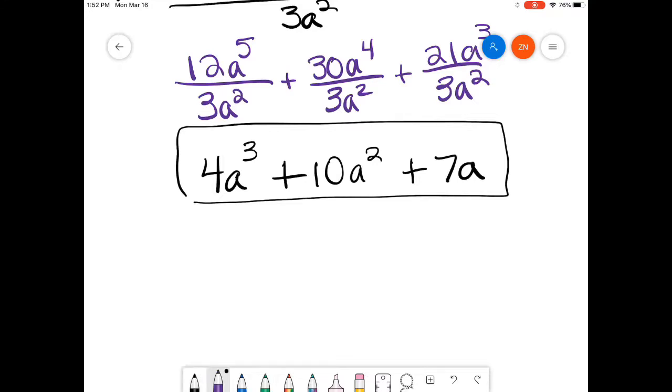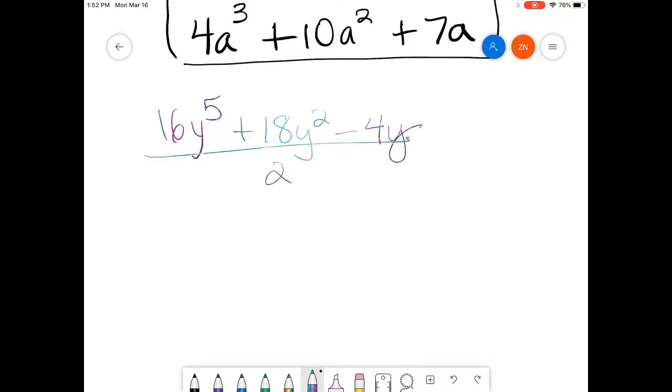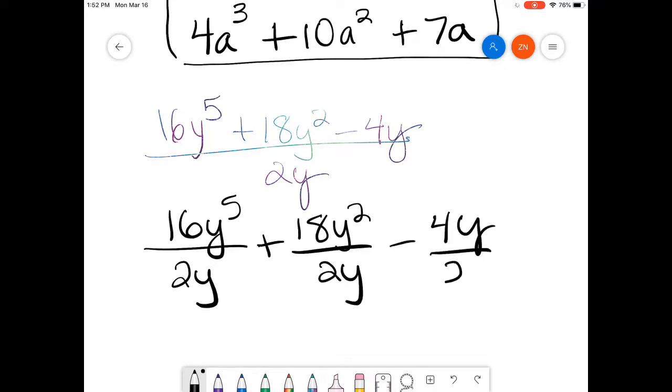Okay, so example number 2 says 16y to the 5th plus 18y squared minus 4y all over 2y. Break it apart into separate division problems. You have 16y to the 5 over 2y plus 18y squared divided by 2y minus 4y divided by 2y.